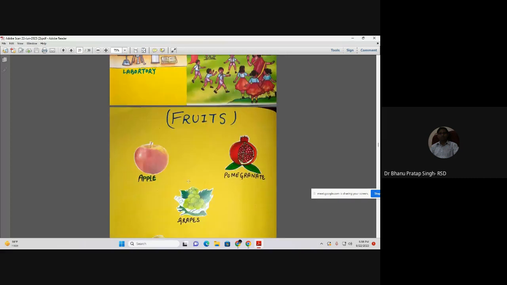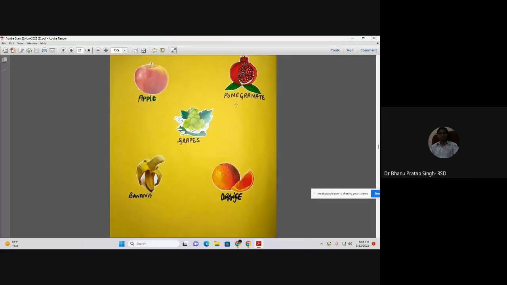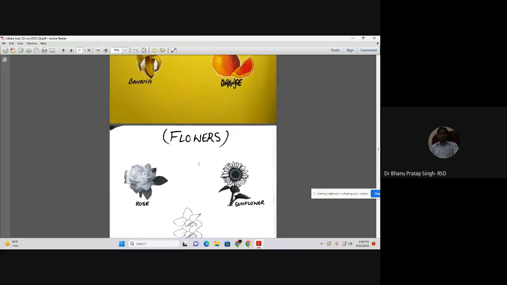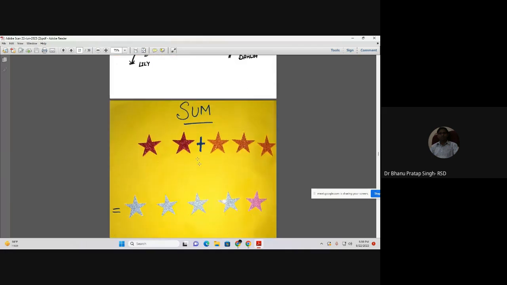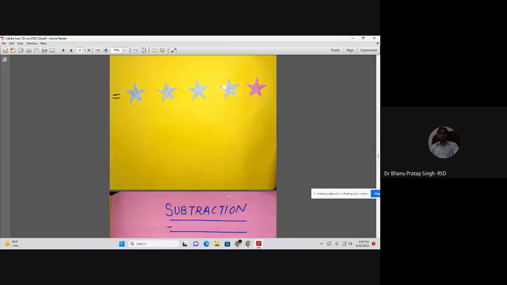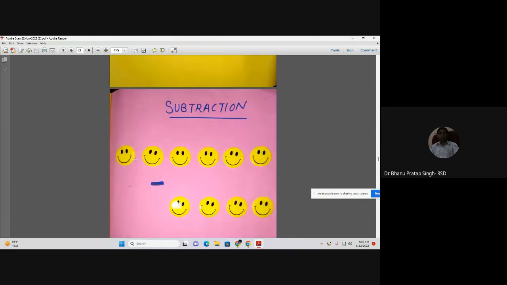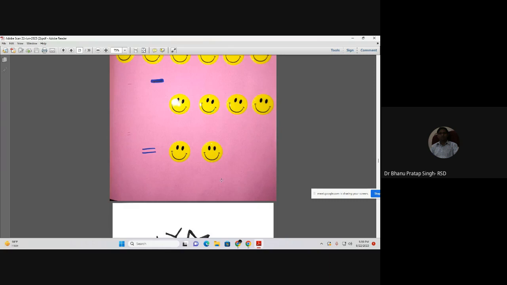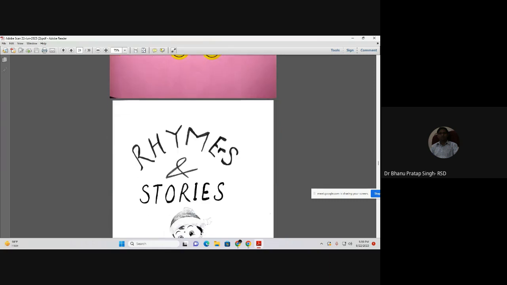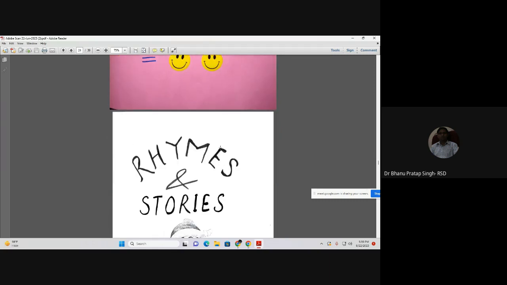Even types of fruits, flowers, mathematical: 2 stars plus 3 stars equal to 5 stars. Subtraction: 6 minus 4 equal to 2 smileys. So this is the picture book.